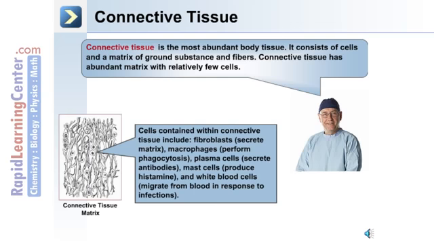Here's an example of a connective tissue matrix. Cells that are contained within this tissue include fibroblasts, which function by secreting matrix, macrophages, which perform phagocytosis, plasma cells, which secrete antibodies, mast cells, which degranulate and produce and release histamine, and white blood cells, which migrate from blood in response to infections in the area.